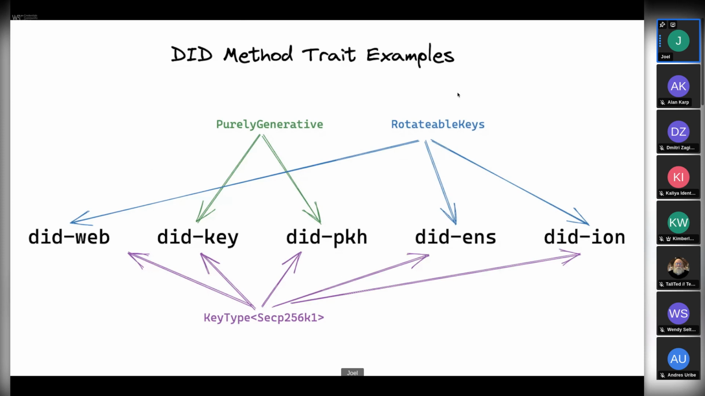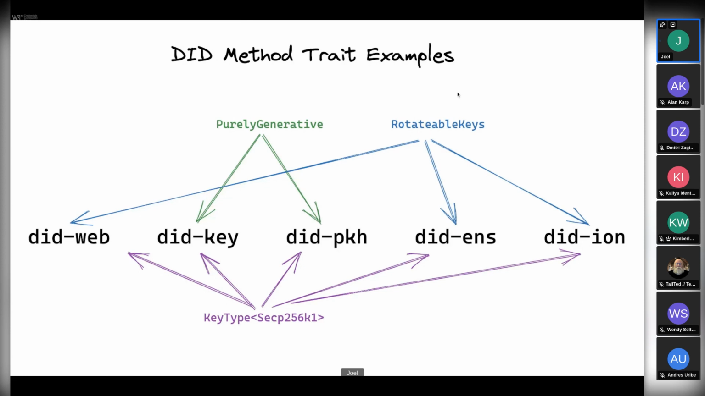Okay, so there's this great article written by, I think, Wayne from Spruce ID. And there he talked about how you can think of different DID methods as having different traits. So all of these DIDs in this example, like did:key, did:pkh, did:web, ENS, and so on, support the SECP256K1 key type. The key and the pkh are purely generative, and the other ones have the ability to rotate keys. So what is a generative DID method?